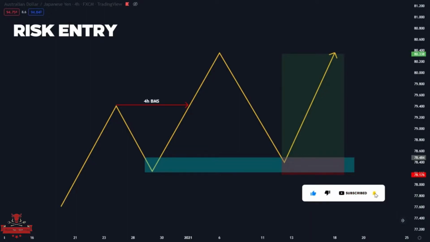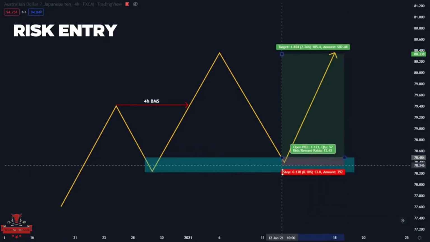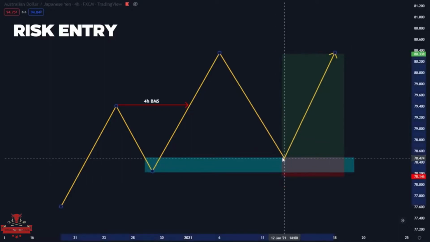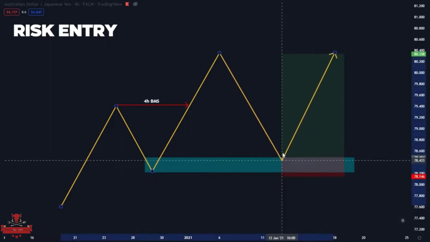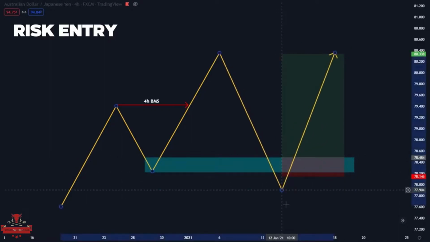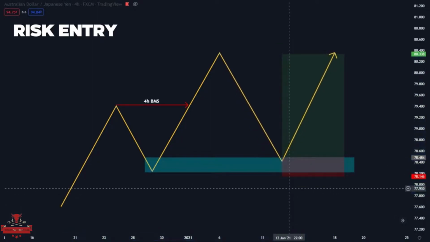Now the only issue with a front-run risk entry and a 50% risk entry is the fact that you don't actually have any idea how far you're going to tap into the order block. So, we can come all the way down to the bottom of the order block, tap into the top, or even run completely past the order block.